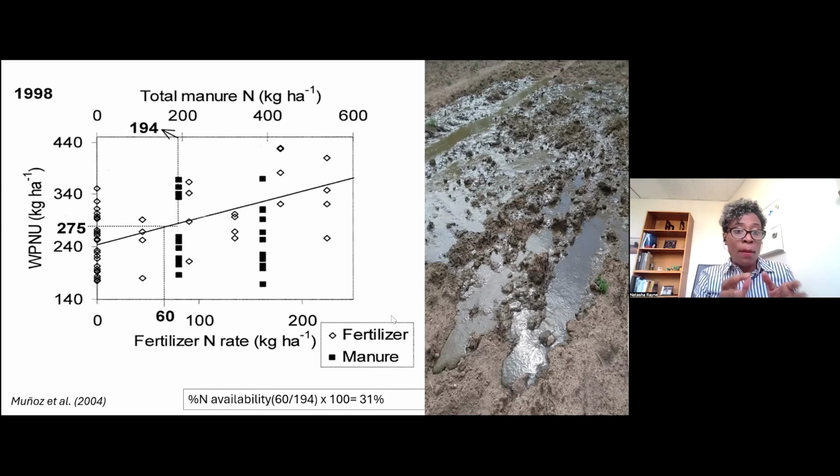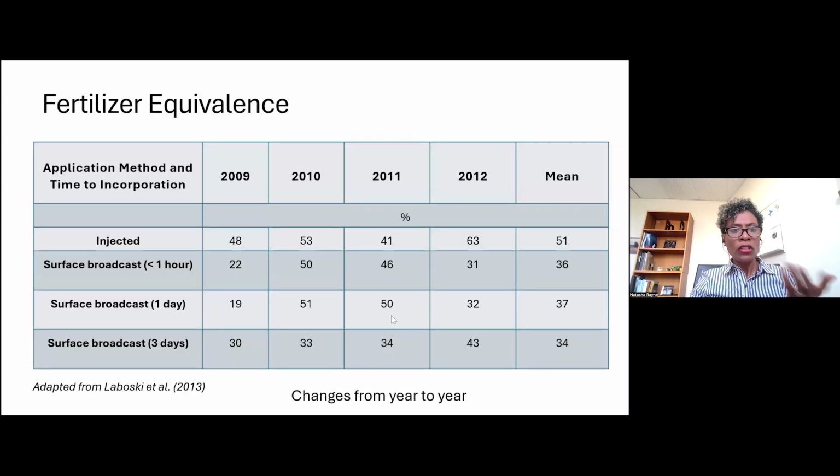So in this example, you see that the rate of 60 kilograms of nitrogen per hectare, and 194 kilograms of nitrogen per hectare coming from manure give you that same nutrient uptake. So my availability coefficient in this example would be 31%, 60 over 194 times 100, right? 31%, right? So that's that.